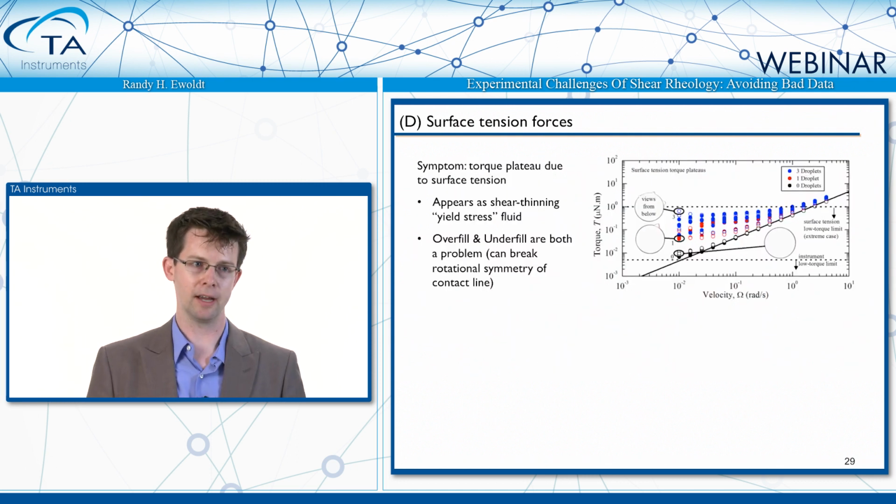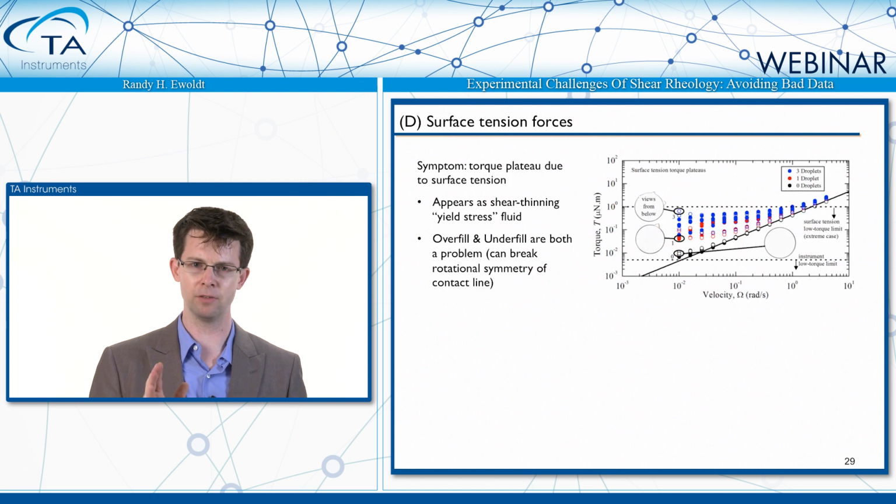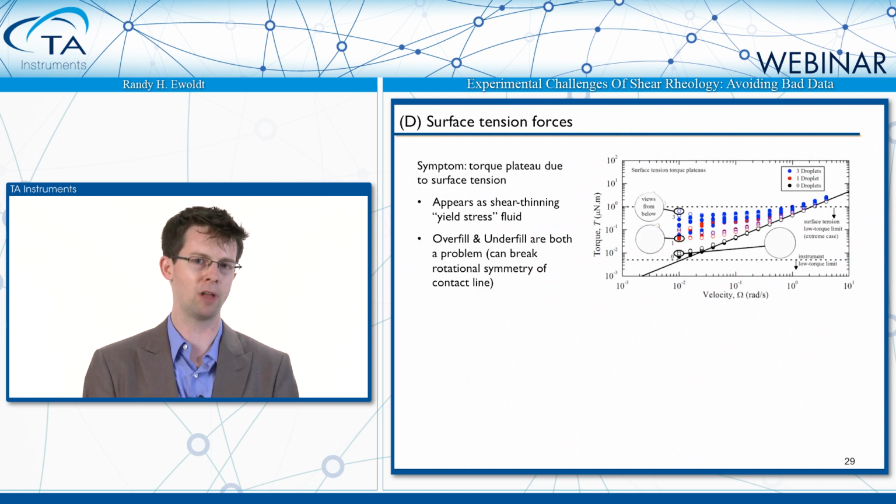And here's what some of the data looks like. The data I'm showing here, I'm not plotting viscosity versus shear rate just yet. I'm actually plotting the primary measurements. I'm plotting torque versus velocity because the signature becomes crystal clear what's happening.